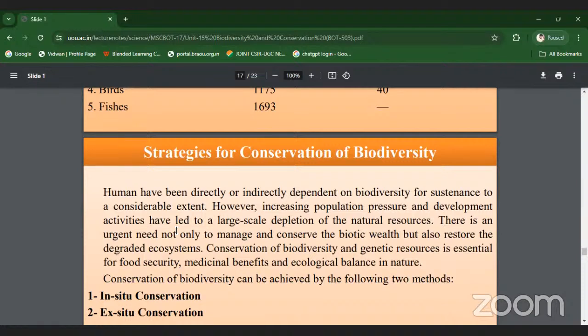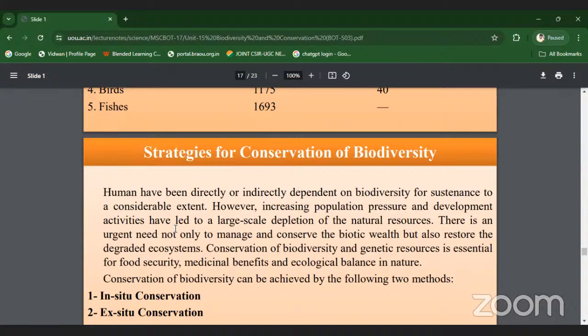Threat categories: extinct, meaning already not present; endangered, in the near future; vulnerable, which takes some more time; and rare species. So that is based on the presence of the plant species.